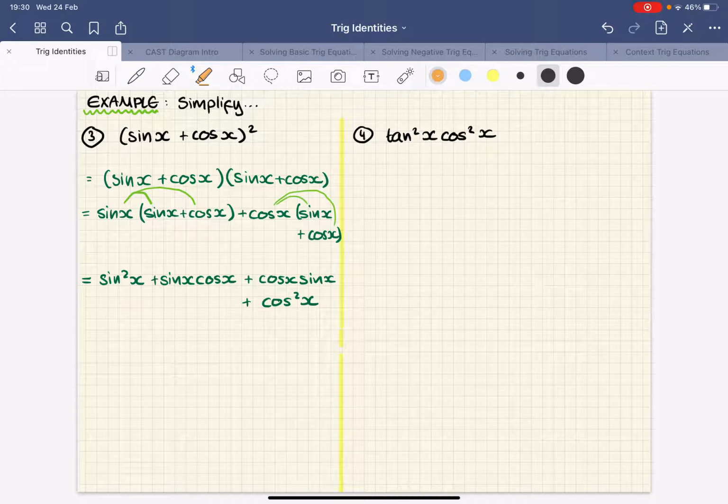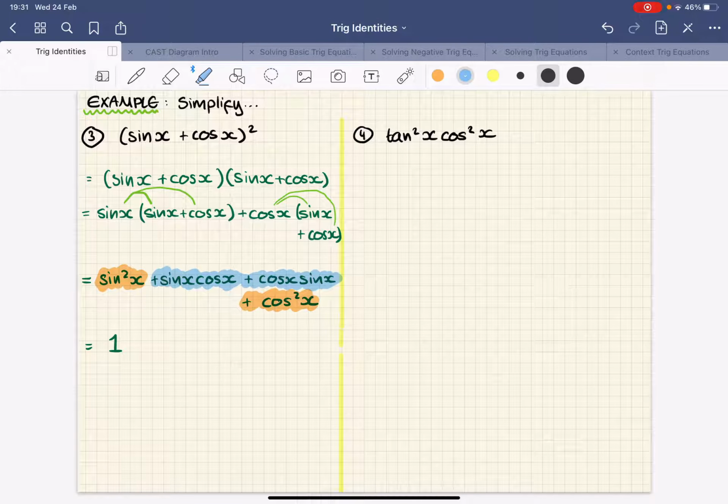So then look at it. There's my sine squared x. There's my cos squared x. So those two parts there are just going to be 1. And then look at my other two parts. It's a sine x cos x and a cos x sine x.